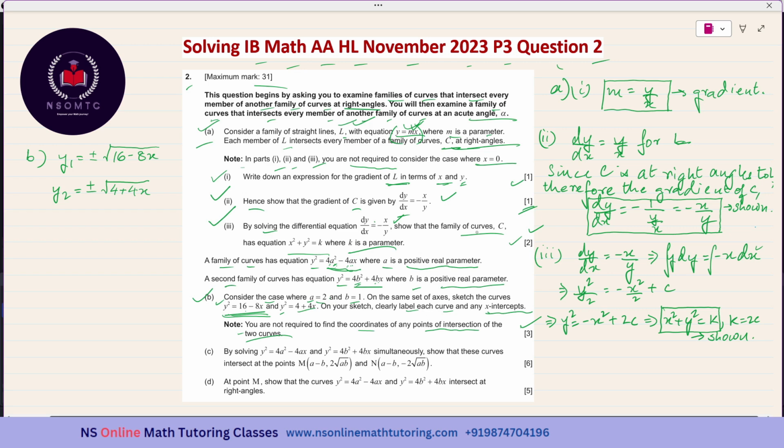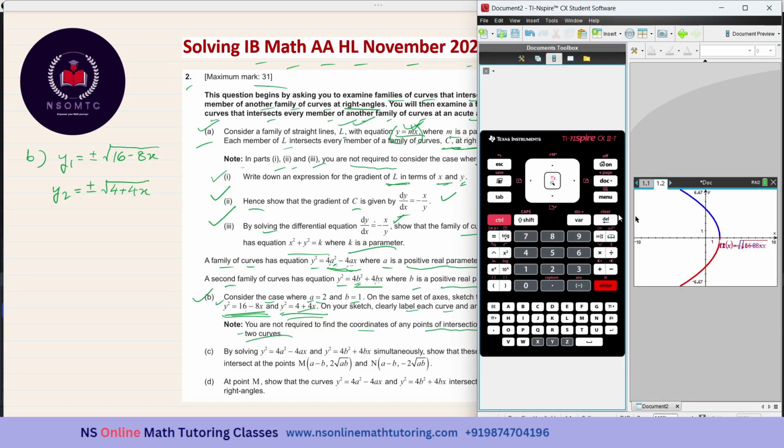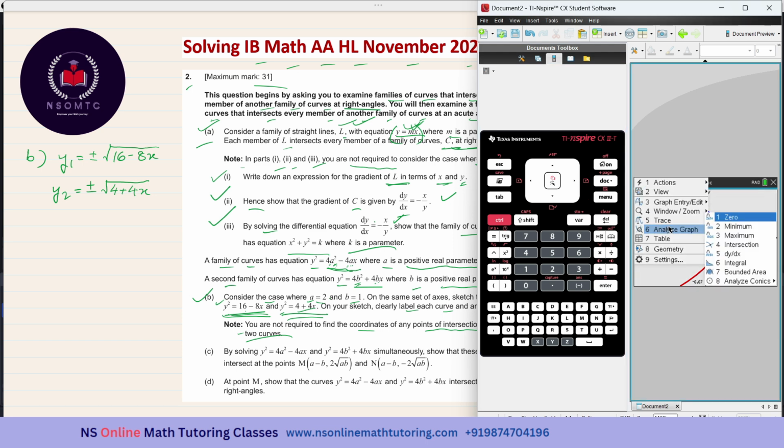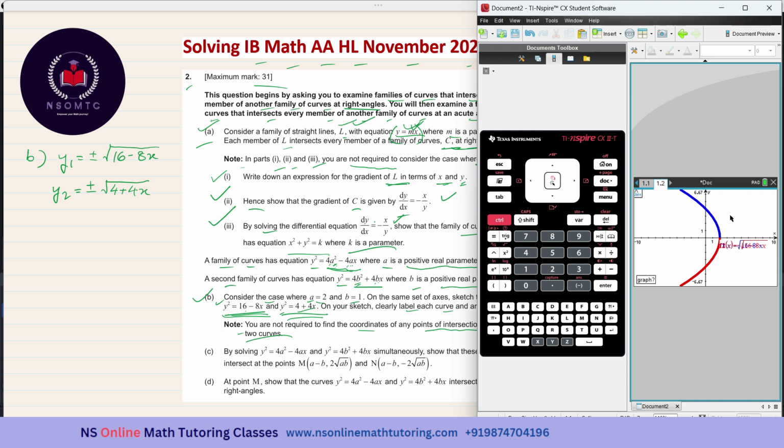Similarly, we have to get the graph for y square equal to 4 plus 4x. But first of all, let us know the intersection point of this. So I can go to the analyze graph, and then intersection, or 0, rather it is a 0. So I can take this one. And which graph? Let me take the blue colored one. It is 2, 0. Because we need the x-axis intercepts. And then we will be drawing the other two graphs.